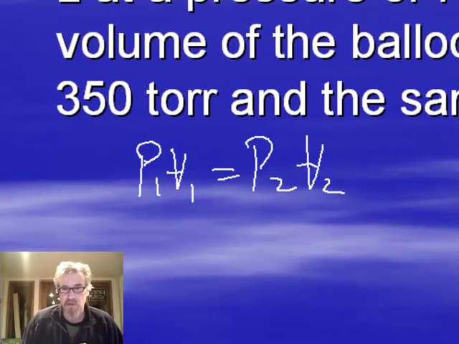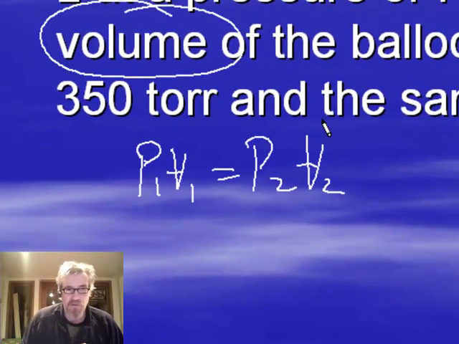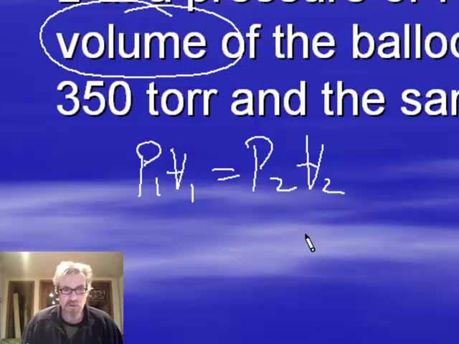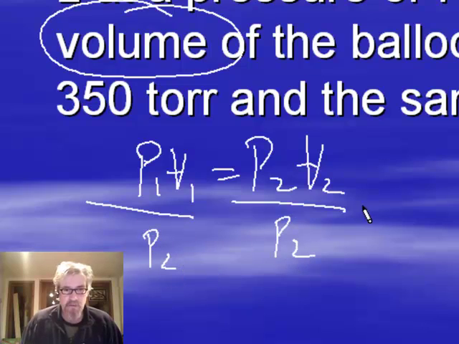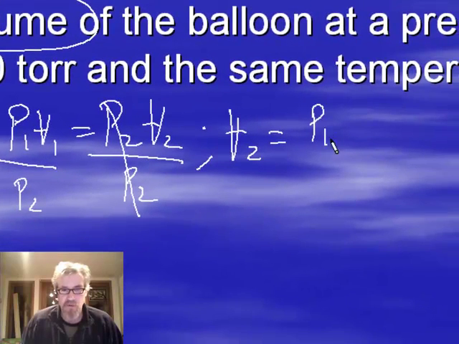What we're trying to find here is the volume. So it's the second volume we're looking for. We'll solve this equation for the second volume. Divide both sides by P2 and you'll get the equation for that. So this tells us that V2 is equal to P1 times V1 divided by P2.